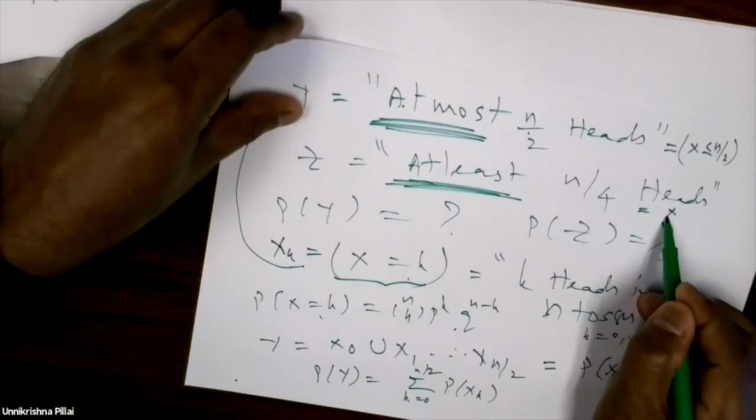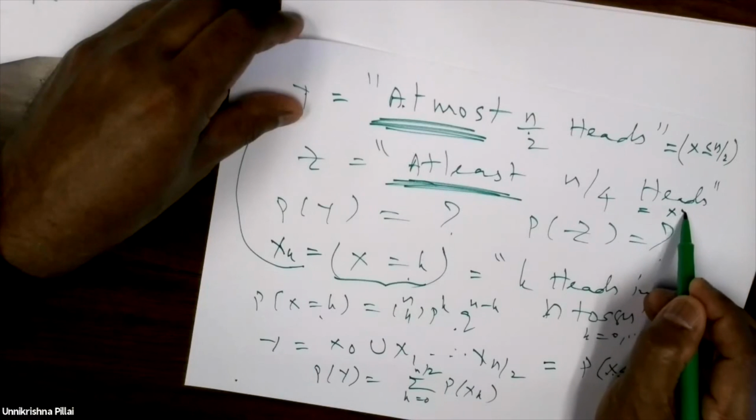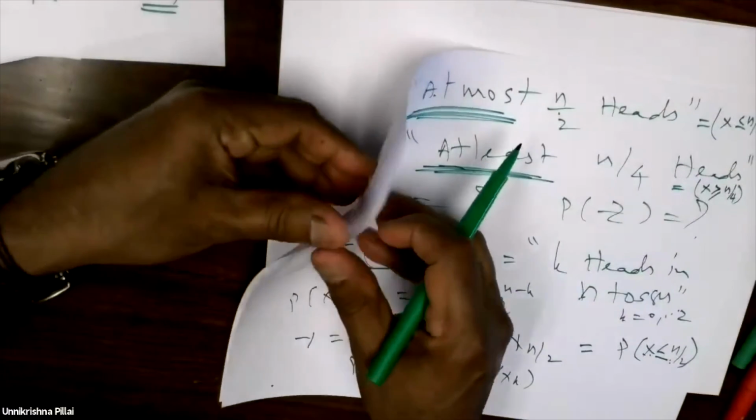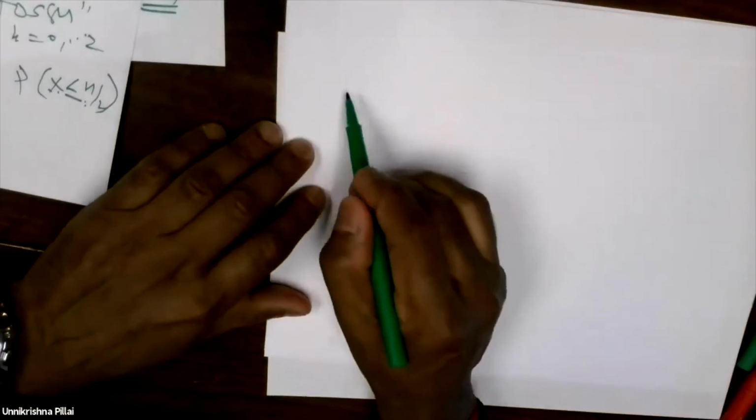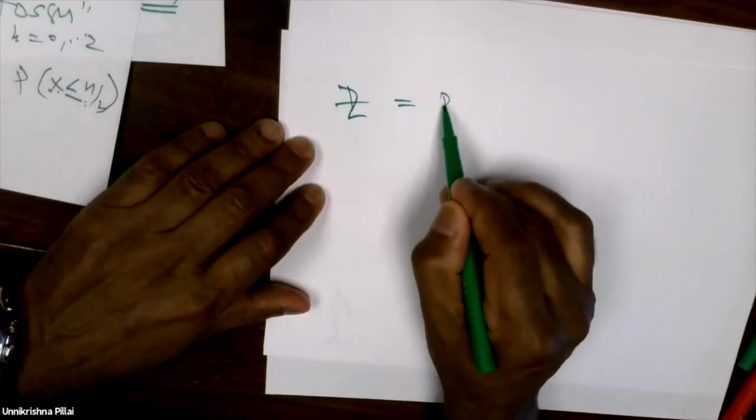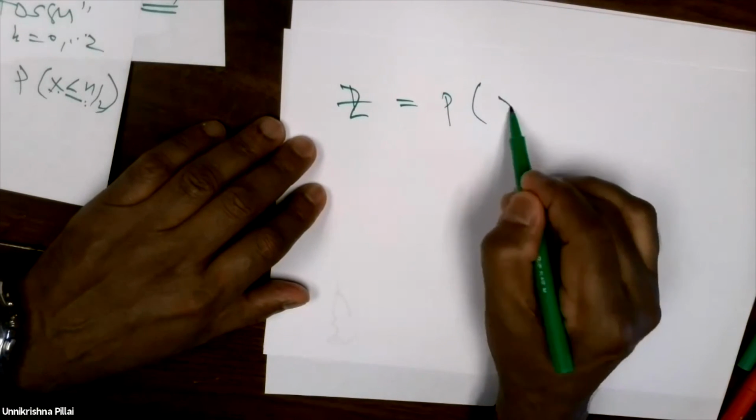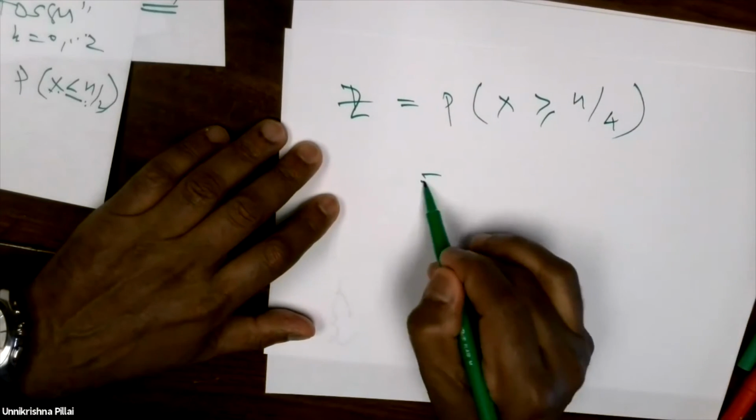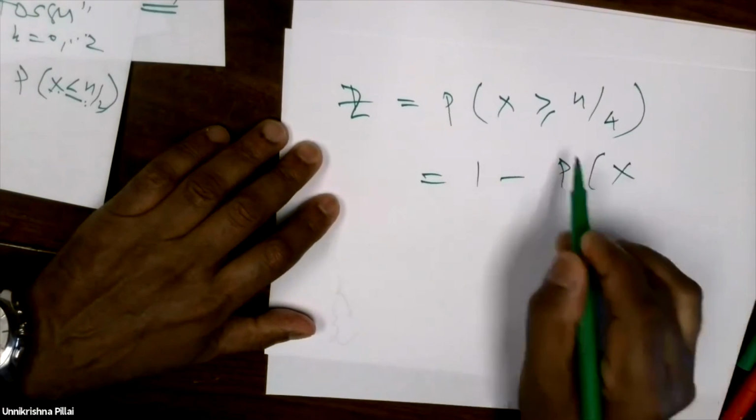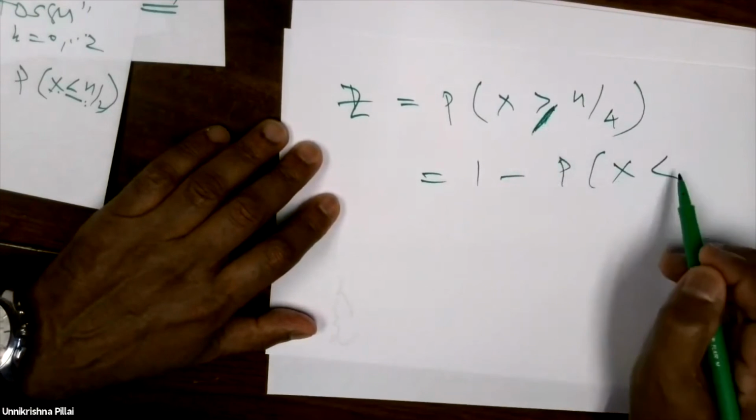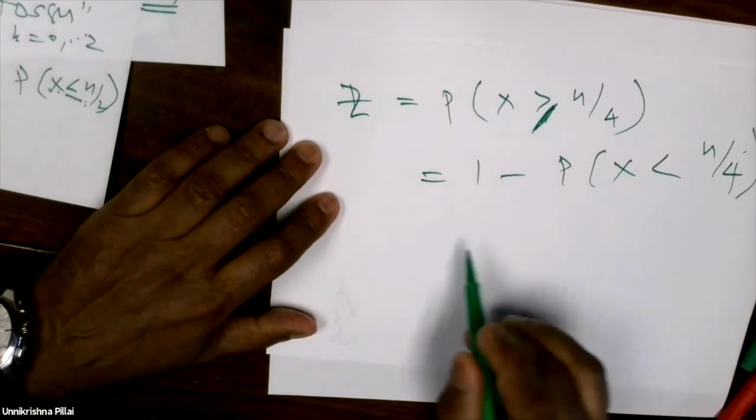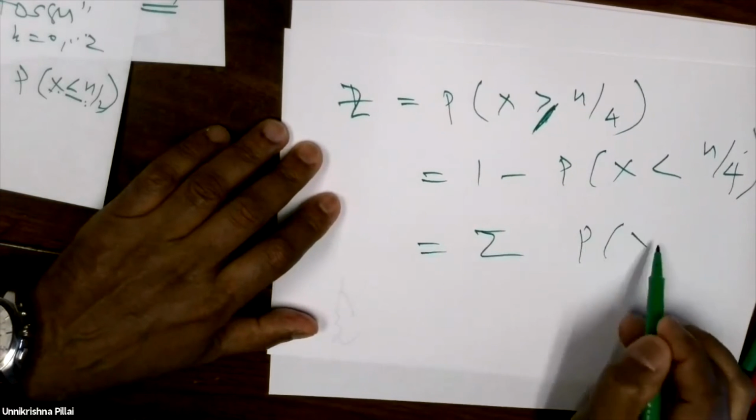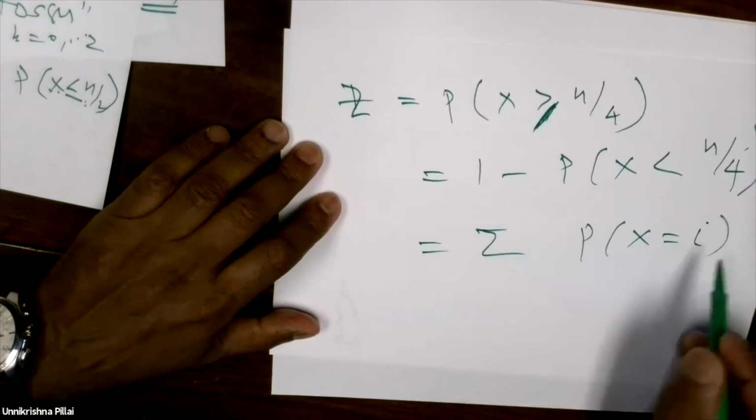But don't you see that you can also write it like this? What you said is right also. So all these are true. The probability of z, x greater than or equal to n over 4, is the same as 1 minus the probability of x less than n over 4. Here you have to be careful: if you put a strict inequality here, this should be only up to n by 4. So this will be a summation over k.